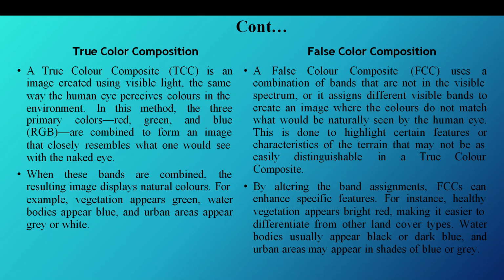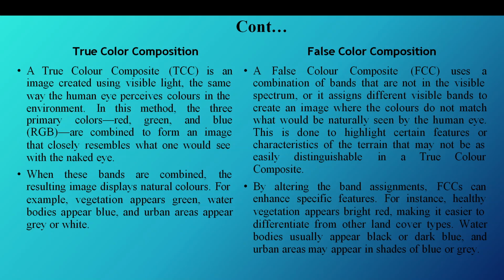Here we'll explain the difference between true color composite and false color composite in satellite imagery. So the true color composite, that is TCC, uses the visible spectrum, that is red, green, blue, which is also called RGB, to create images that resemble what the human eye naturally sees. So vegetation appears green, water bodies blue, and urban areas gray or white.